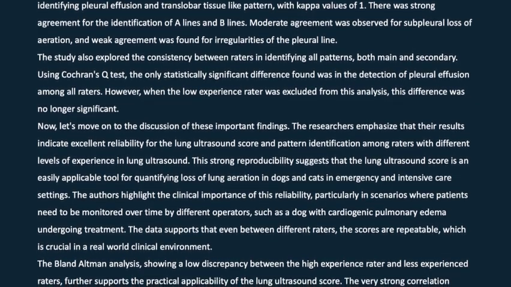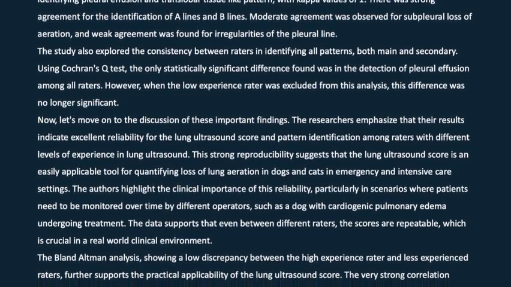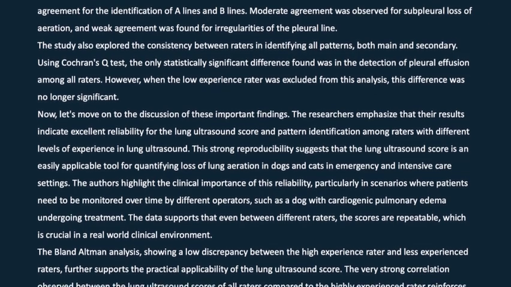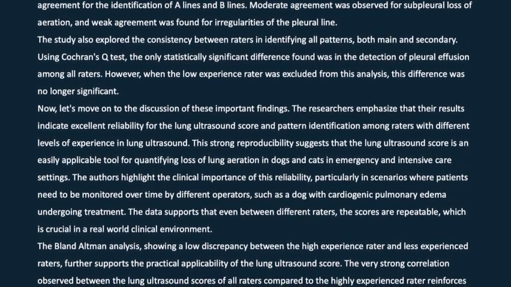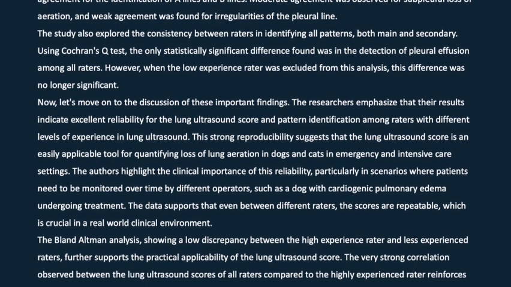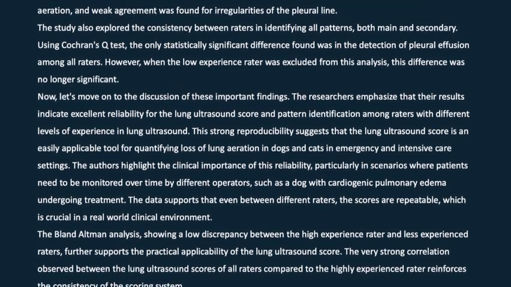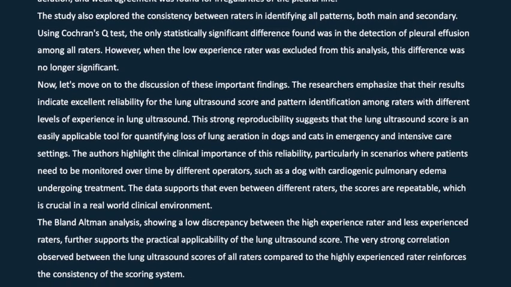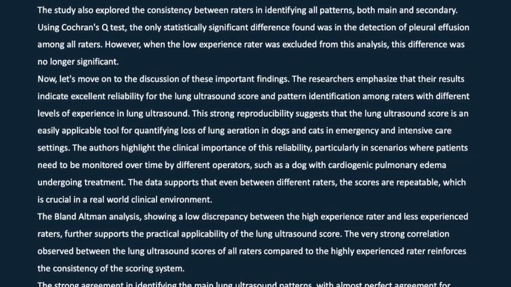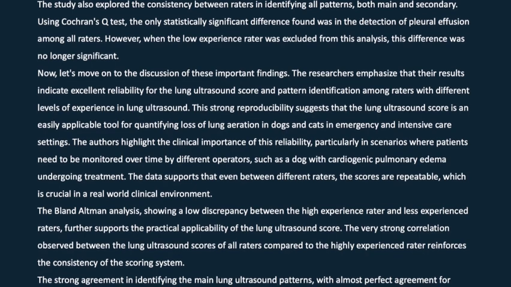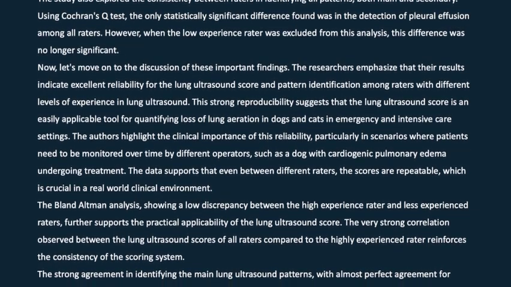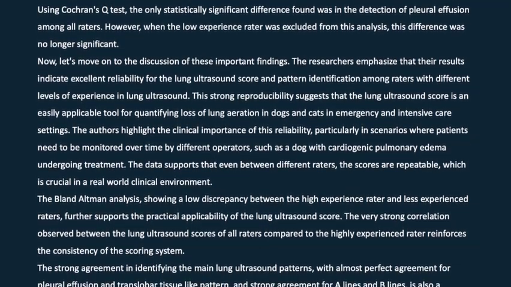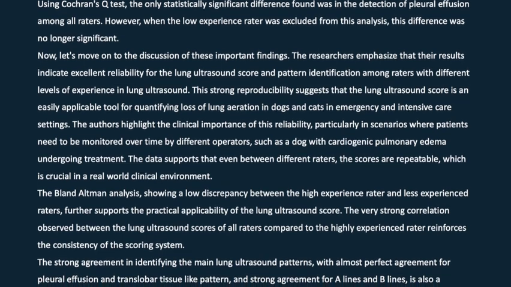Now, let's move on to the discussion of these important findings. The researchers emphasized that their results indicate excellent reliability for the lung ultrasound score and pattern identification among raters with different levels of experience in lung ultrasound. This strong reproducibility suggests that the lung ultrasound score is an easily applicable tool for quantifying loss of lung aeration in dogs and cats in emergency and intensive care settings.